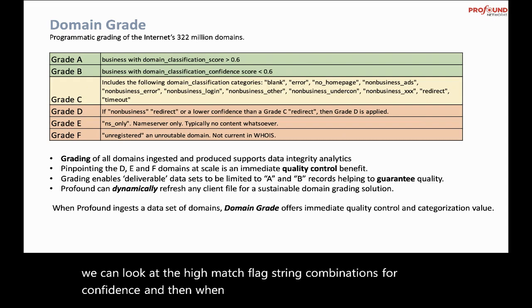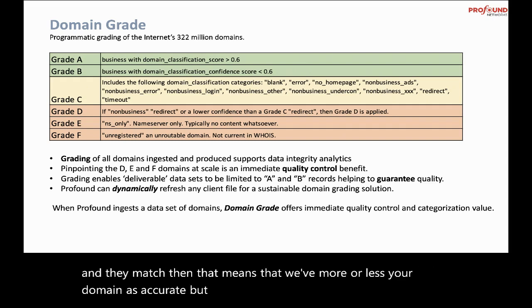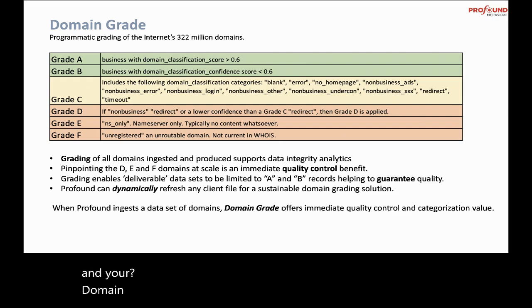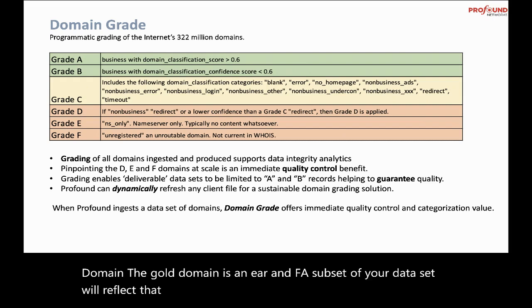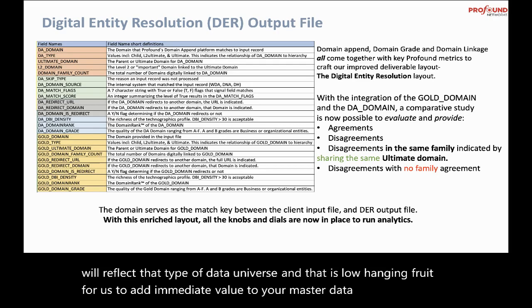And then when we grade your domain, if we see an A and they match, then that means that we've more or less qualified your domain as accurate. But what about the examples where we identify an A and we have a high match flag string score on our DA domain, and your domain, the gold domain, is an E or an F? A subset of your data set will reflect that type of data universe. And that is low-hanging fruit for us to add immediate value to your master data management strategy.